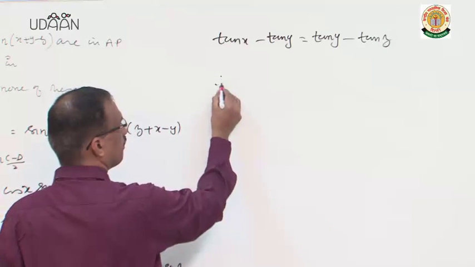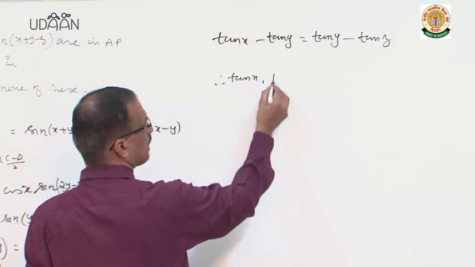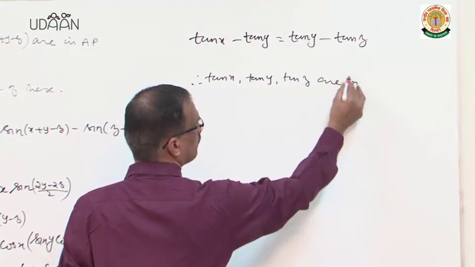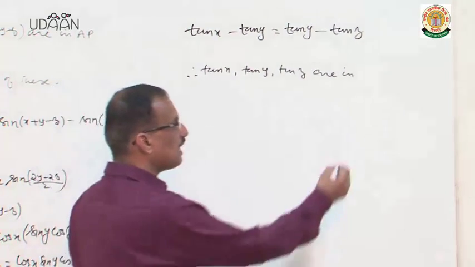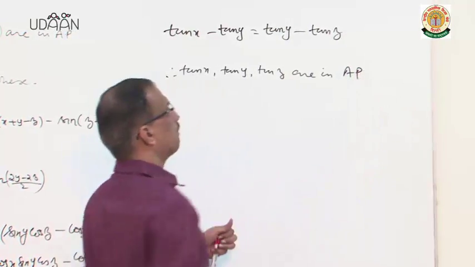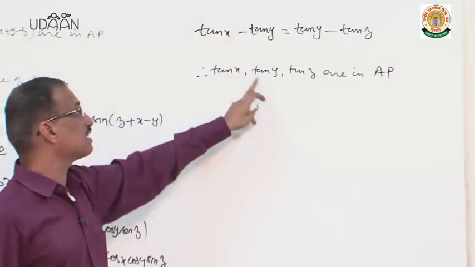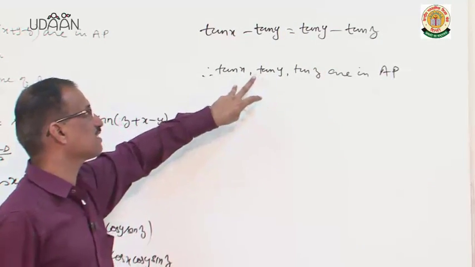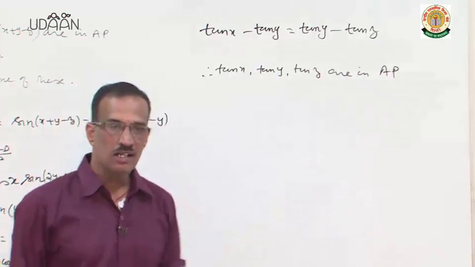So you have tan x minus tan y equals tan y minus tan z, therefore tan x, tan y, tan z are in AP, because the difference of the consecutive terms are equal. So we get this: tan x, tan y, tan z are in AP.